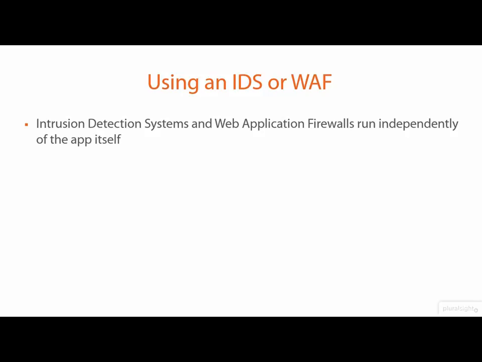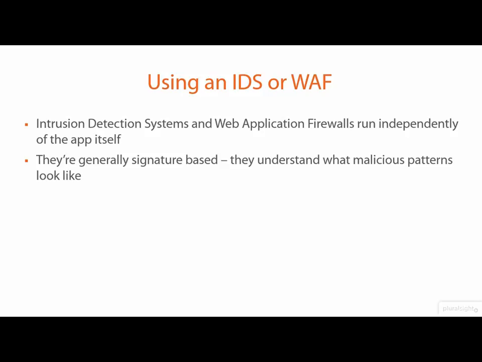Your request must go through the IDS or the WAF in order to get to the web app, and the defense is then implemented at those levels. Now these do tend to be signature based, so they understand what a SQL injection attack might look like, and they'll be rejecting any request that might match that pattern. Of course, you do have to be a little bit careful here as well, because you don't want to reject any legitimate requests. But certainly, as they start to learn what's malicious, an IDS or a WAF can be a really good independent layer of defense.